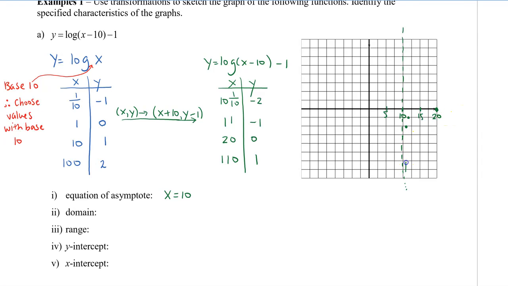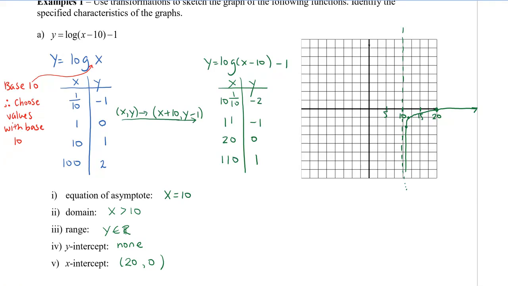So this graph increases very quickly, but then it also flattens out a lot. So it looks like this. So from the graph, we can see that the domain is x is greater than 10, and then the range is all real numbers, even though it's growing very, very slowly. There is no y-intercept. And then the x-intercept, which we can see there's only 1, this would be 20 and 0.